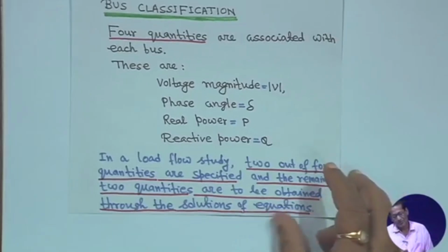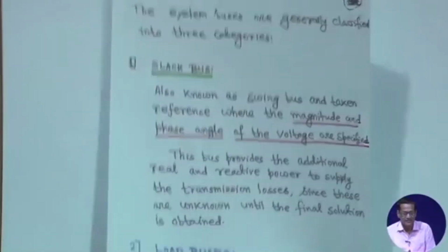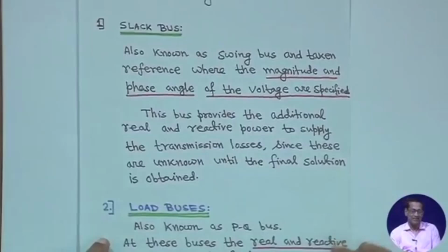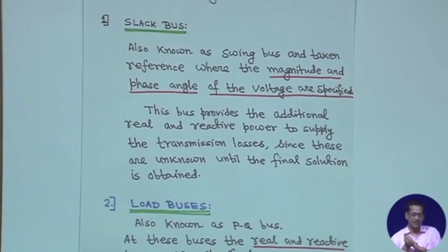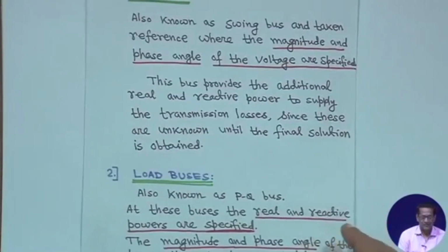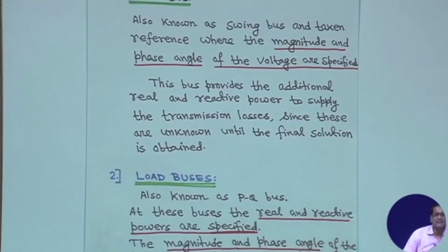So, 4 quantities for load flow studies we will basically handle. The system buses are classified; the first one is the slack bus. This is sometimes also called the swing bus and is taken as reference. In this bus the voltage magnitude and phase angle, these two, are specified, right. And here you are taking a slack bus, but sometimes for microgrids, DC microgrids, we can also have slack bus free operation. Anyway, those are beyond the scope.